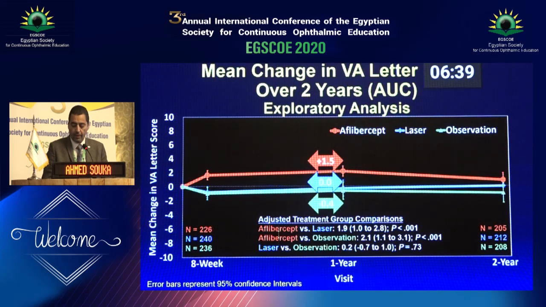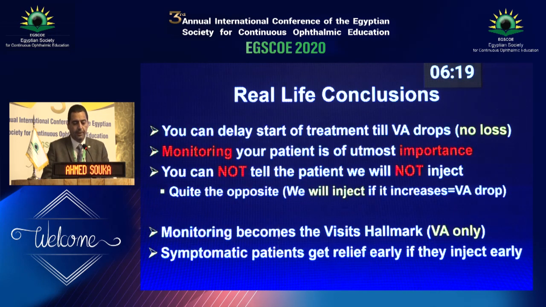However, at 1 year, it was significantly better vision statistically when you start the injections early, meaning that these patients spent 2 years seeing better than the ones who were only observed until they drop and injected, or lasered until they drop and injected. So still questions remain. However, you can delay your start of treatment until the visual acuity drops, because there is no loss of vision by the end of 2 years if you do that. So you do not have to treat these patients.